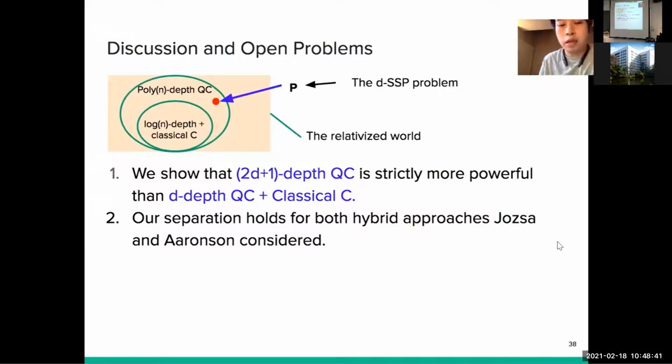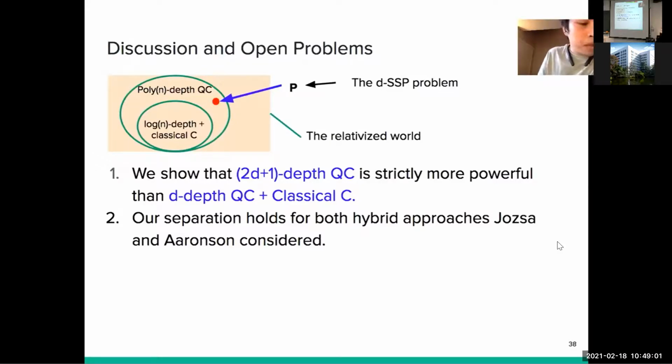Because of the time limit, I didn't tell you exactly what models Richard Jozsa and Scott Levinson consider. You can check our paper for the details, or just email me. I'm very happy to answer questions.